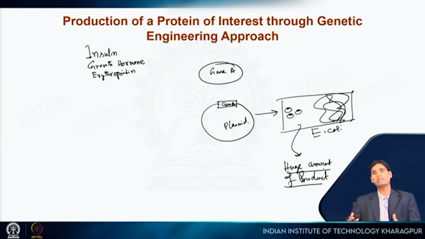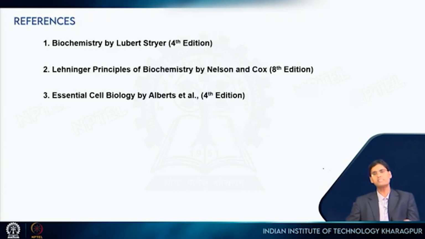So you can understand that a huge amount of protein you can make, which is not possible from the eukaryotic cell. Without cloning, if you try to purify this protein from some tissue sample or somewhere, it is not possible. So this is the power of genetic engineering or recombinant DNA technology. Okay, and you can go through any of this textbook for additional understanding, and that's all.